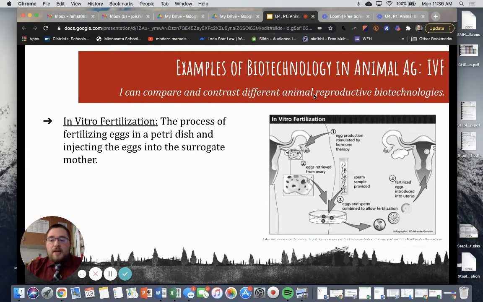We will briefly talk about in vitro fertilization here too, because it's pretty short. In vitro fertilization is the process of fertilizing eggs in a petri dish and then injecting the eggs into the surrogate mother. So the diagram on the right briefly walks you through the steps.